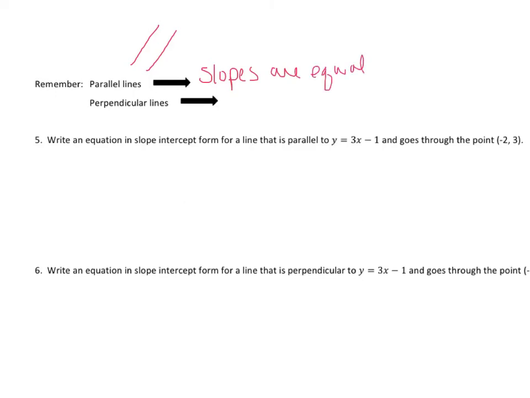Okay, but when you look at perpendicular lines, they form a T. They have a 90-degree angle in between them. When you look at perpendicular lines, their slopes are what we call opposite reciprocals. So they are opposite reciprocals of each other.